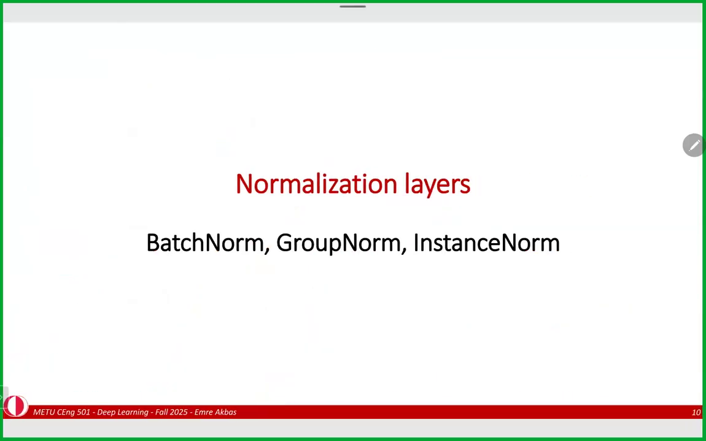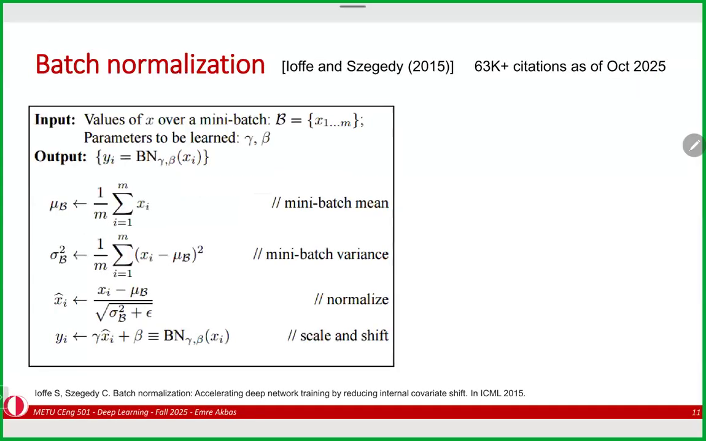Now let's look at some types of normalization layers, and the most famous of them is batch normalization. Introduced in 2015, again, this is a very highly influential paper. It has more than 63,000 citations as of today. And here is what it does. As input, you take a mini batch of examples. There are M of them.